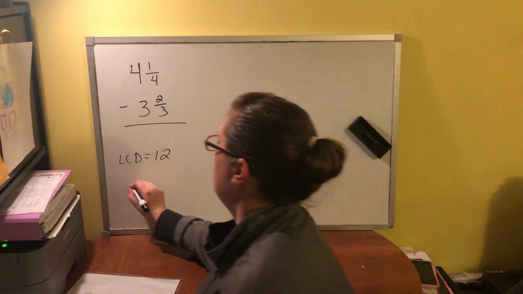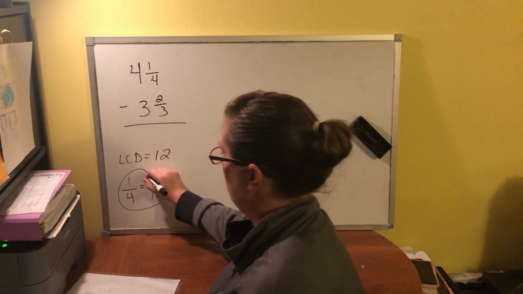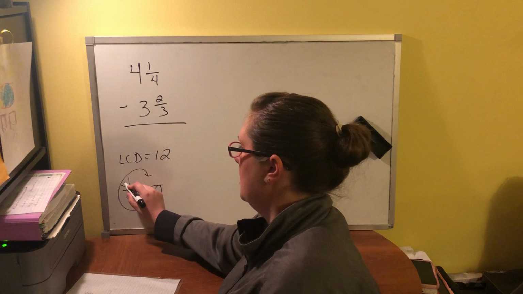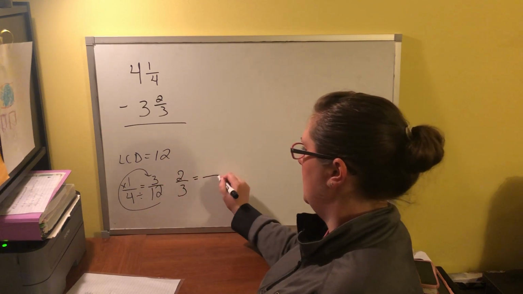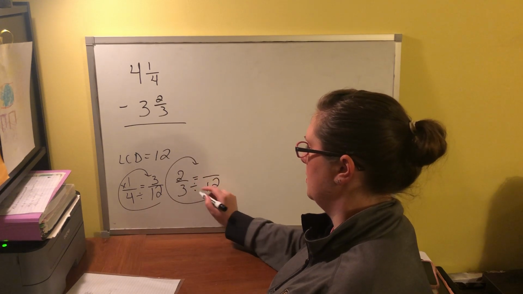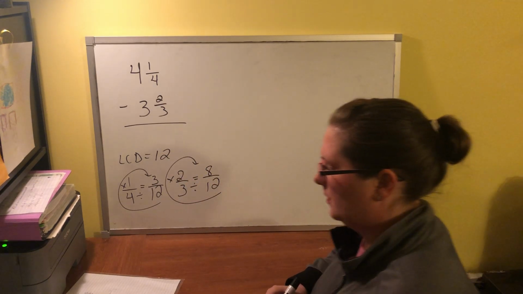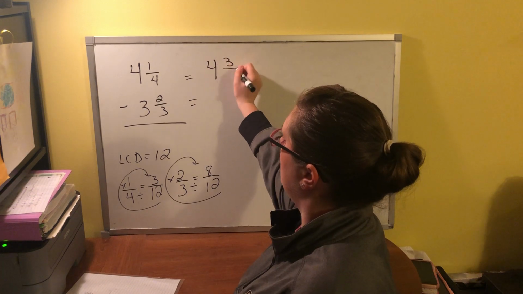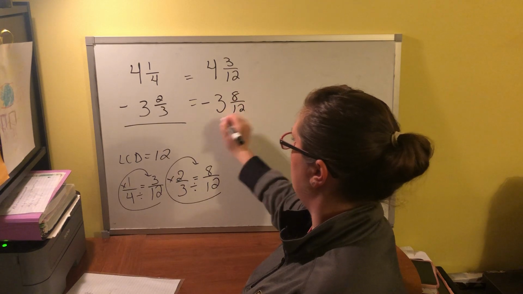Would be 12, and then we're going to build those equivalent fractions. So we have 1/4 equals blank over 12. We do our circle method, so 12 divided by 4 is 3. 3 times 1 is 3, and I do the same thing with 2/3 equals blank over 12. Circle method, moving in the left direction. 12 divided by 3 is 4. 4 times 2 is 8, okay? So now I have 3/12 minus 8/12.